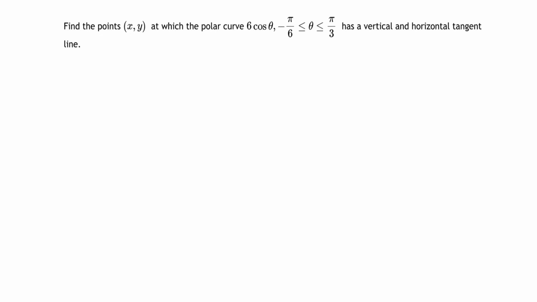Find the points (x, y) at which the polar curve r = 6 cos theta has a vertical and horizontal tangent line, and choose theta values between negative pi over 6 and positive pi over 3.